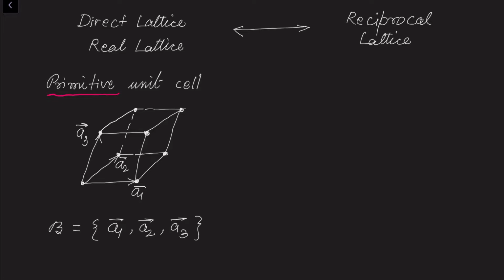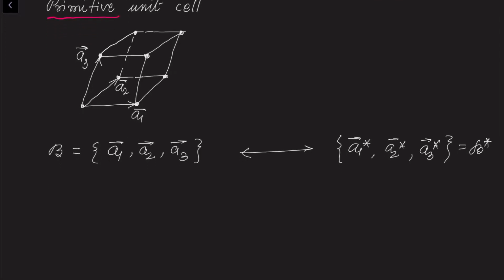In terms of these primitive bases, we can define the primitive basis of the reciprocal lattice. A1 star, A2 star, A3 star. The primitive basis of the reciprocal lattice. So how do we define this? What is the definitional relation?